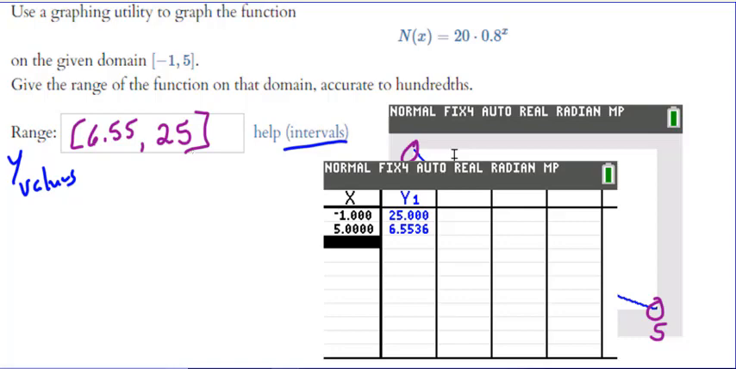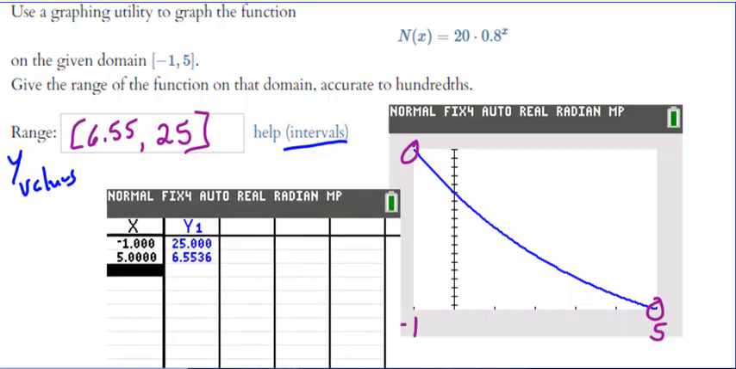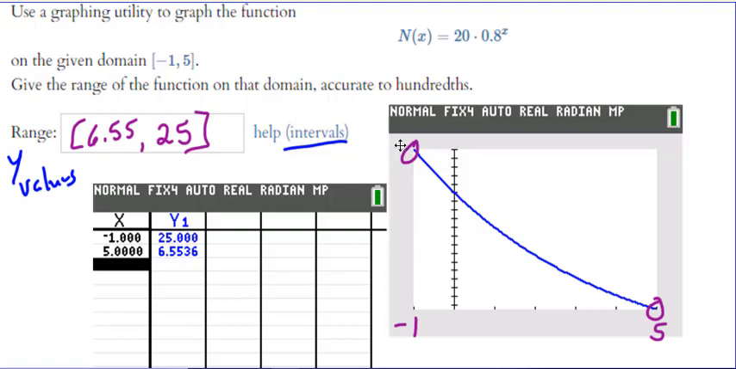Now let me move this over so you can see the highest point is at -1 and the lowest point is at 5. So that 5 is 6.55 and the highest point is 25 on the y.